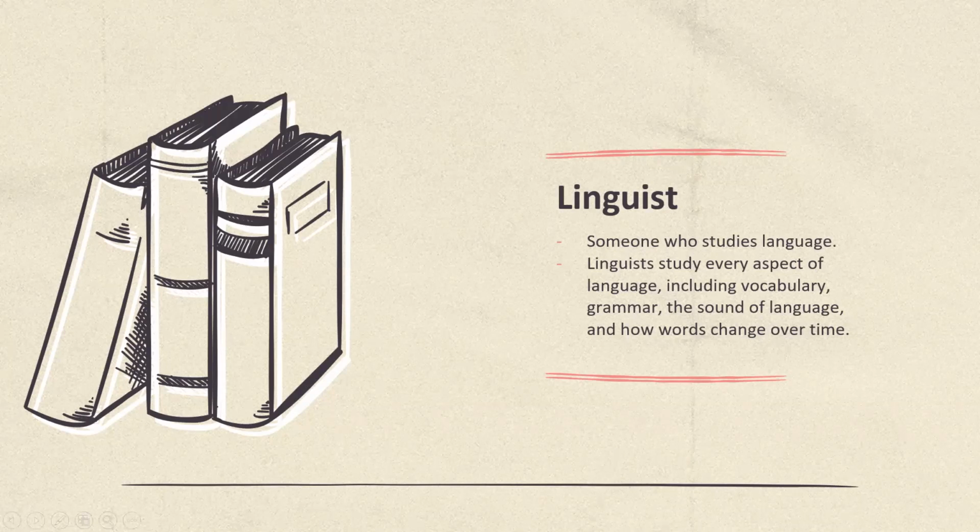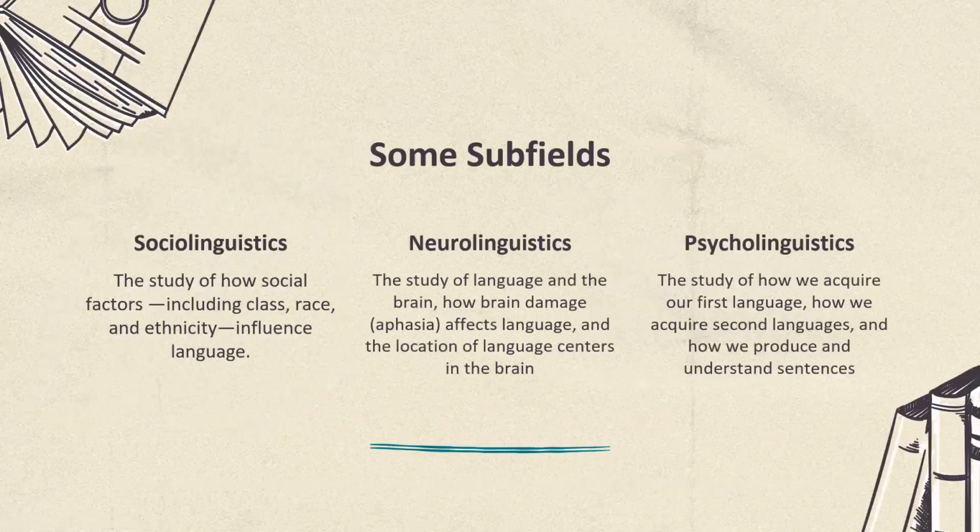So we have sociolinguistics, okay? The study of how social factors, including class, race, and ethnicity, influence language. I think there is a course at the Islamic University as an elective on sociolinguistics. I don't know.